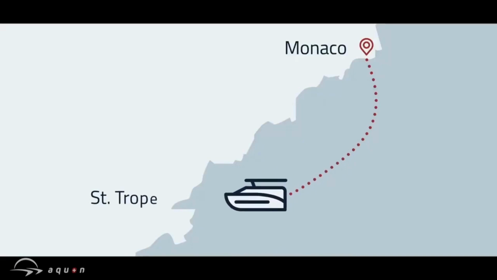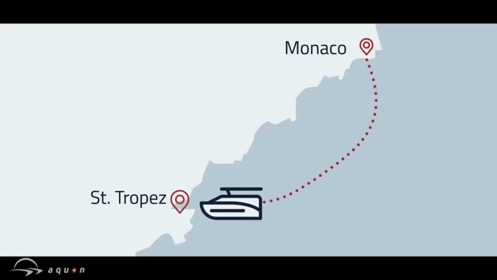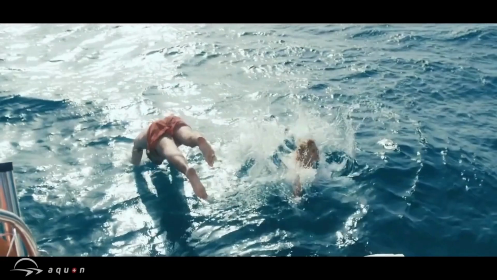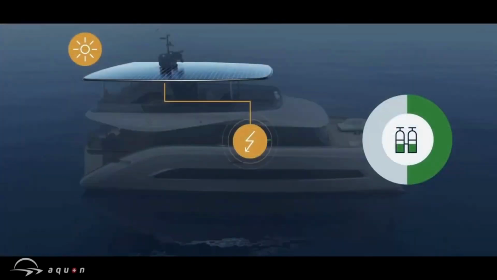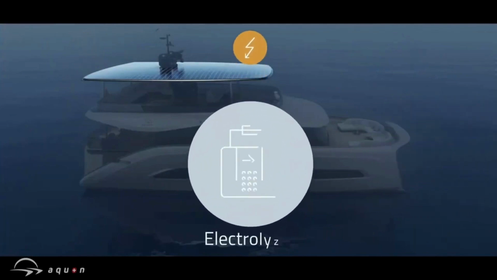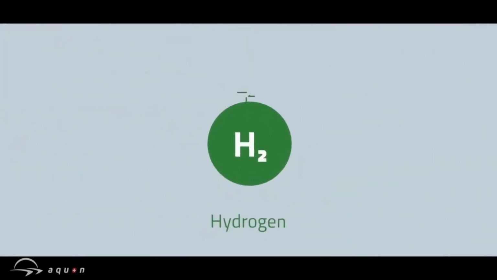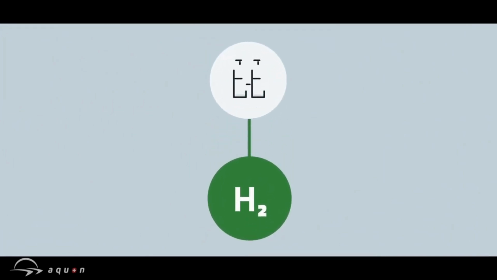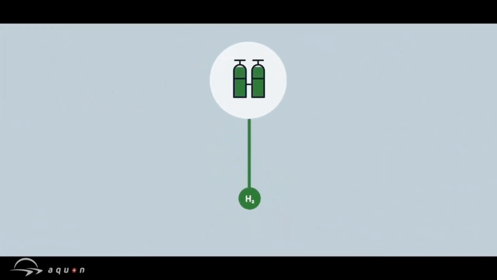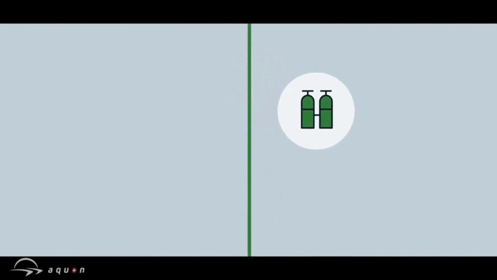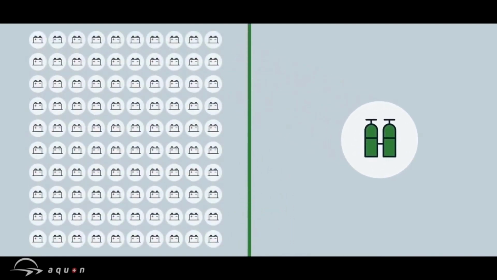Relaxed, you arrive at Saint-Tropez after a comfortable journey. Now at anchor, the solar panels produce extra energy going to the long-term storage. The onboard electrolyzer uses this excess solar energy to split seawater into its components and produce the green fuel hydrogen. This 100% sustainable gas is then compressed into hydrogen tanks. By doing so, the Aquon 1 is able to store 100 times more energy than a modern battery system.